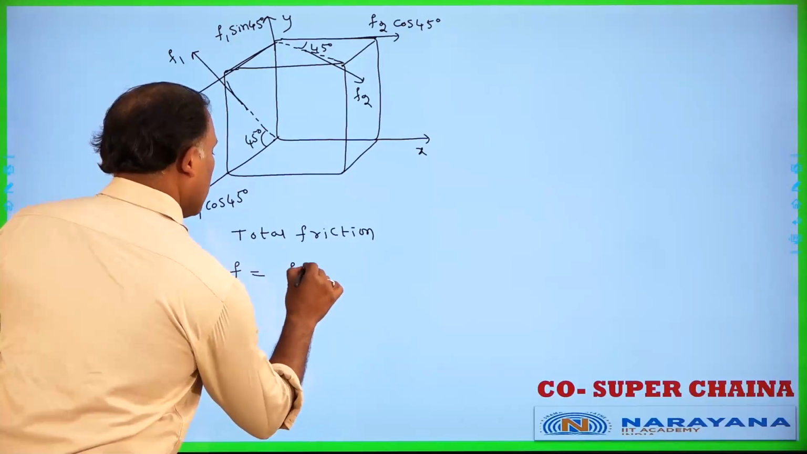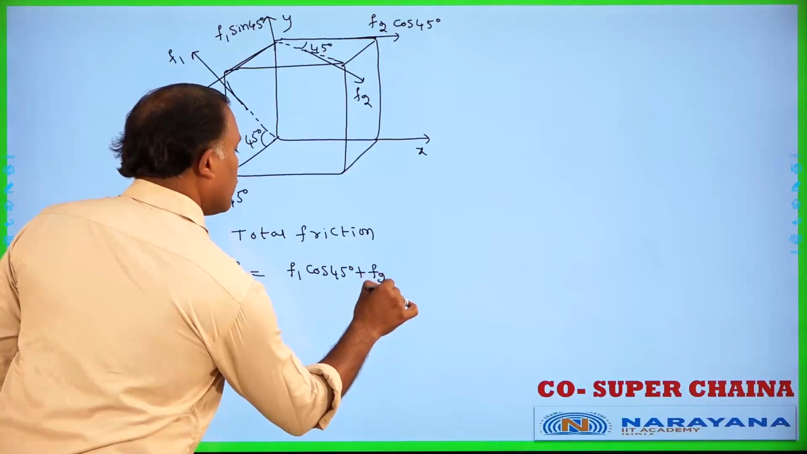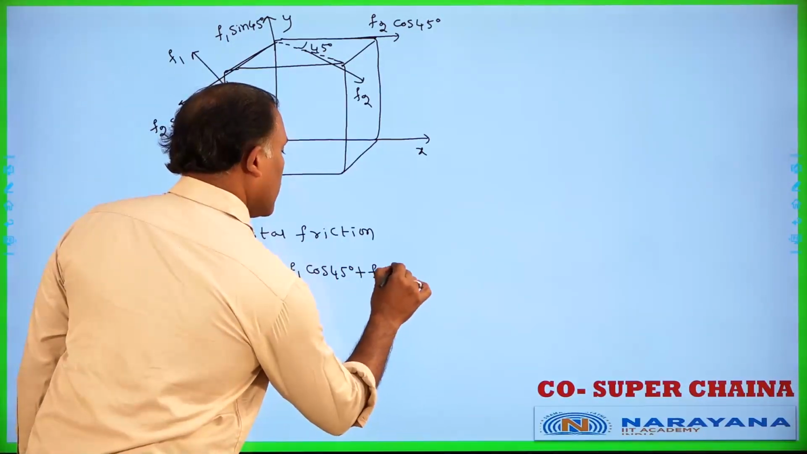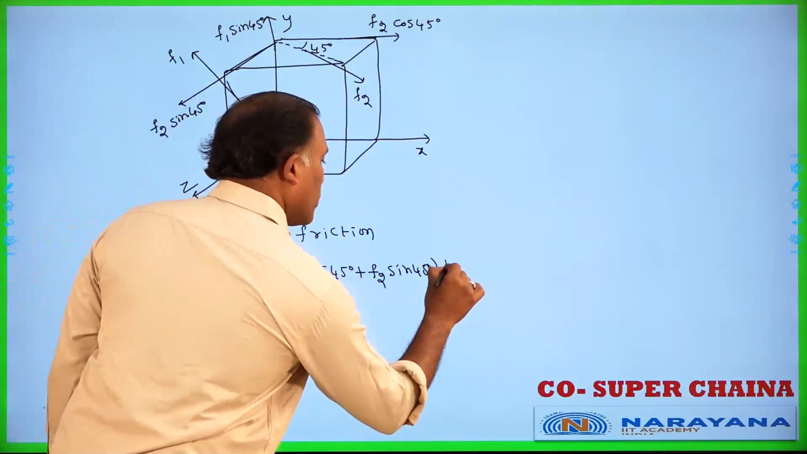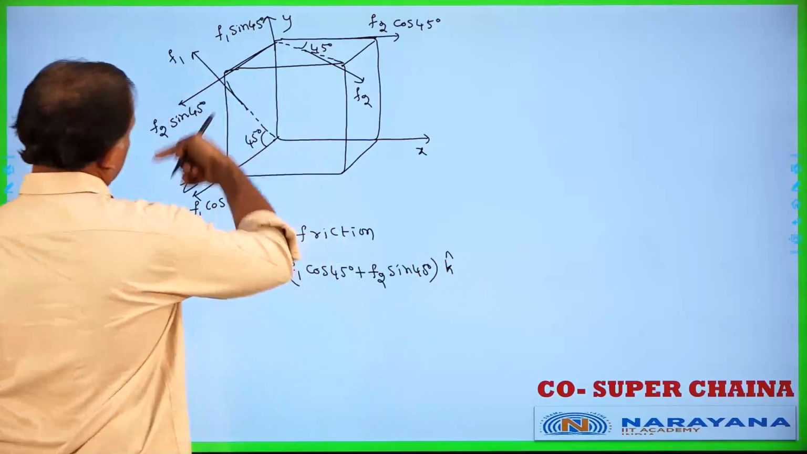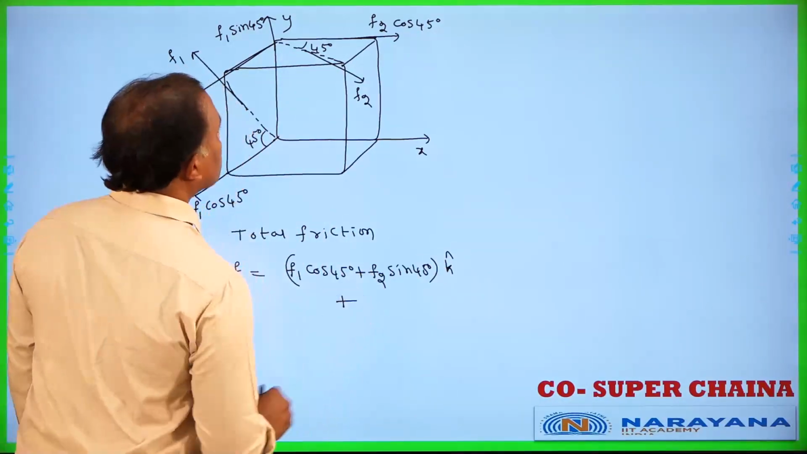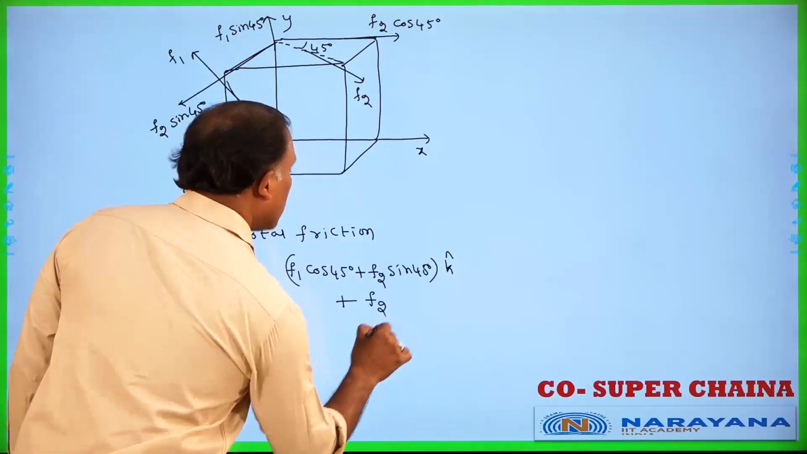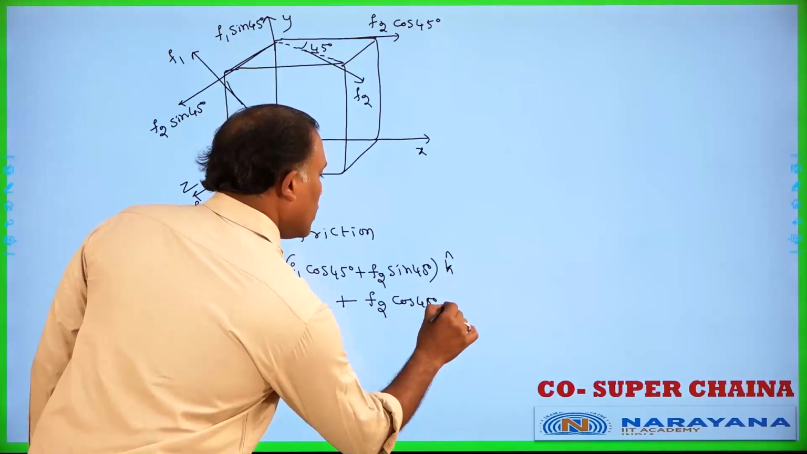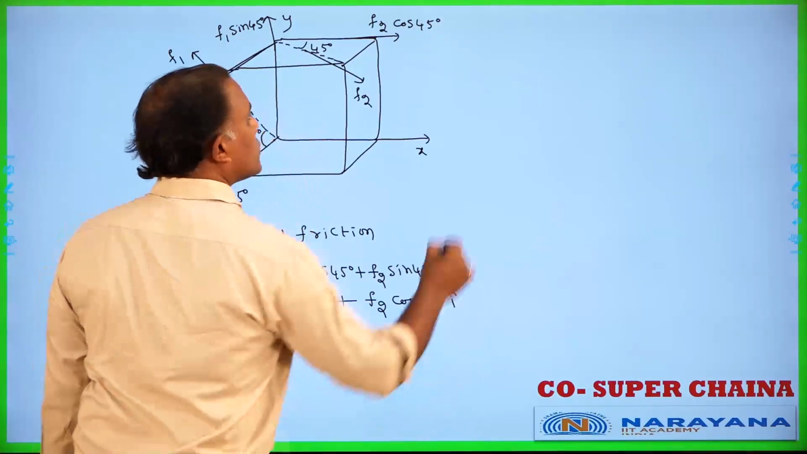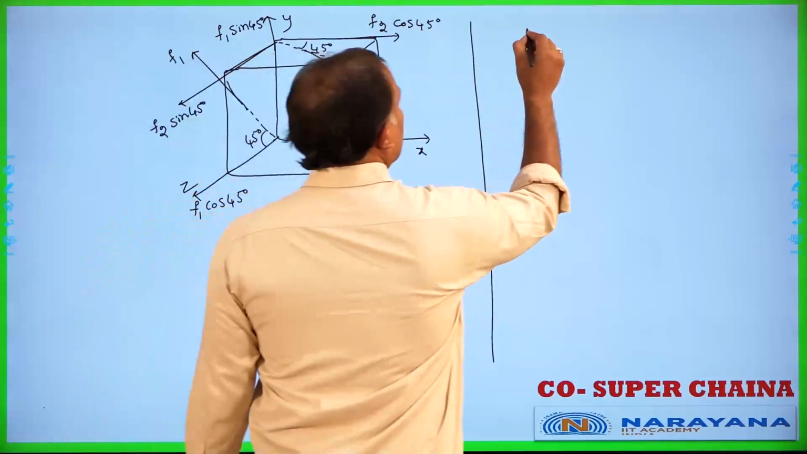F is equal to F1 cos 45 plus F2 sin 45, into k cap along the Z direction, plus F2 cos 45 i cap. What are those F1 and F2 values?